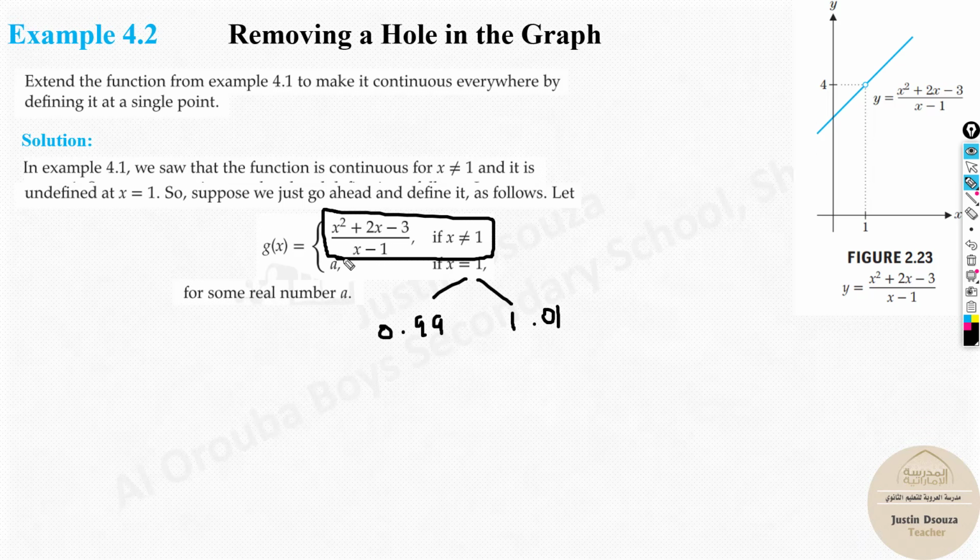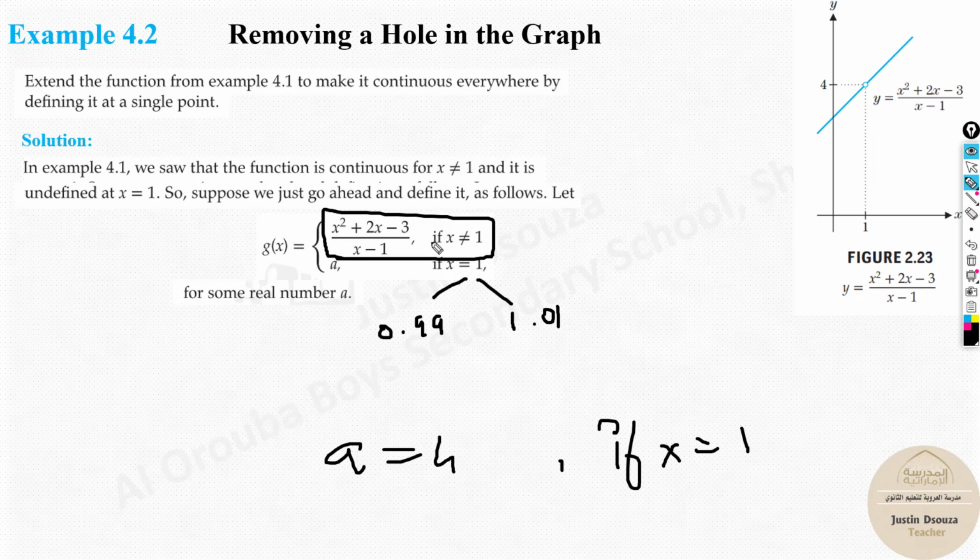We know already, we have solved it. g(x) is (x squared plus 2x minus 3) divided by (x minus 1) if x is not equal to 1. But what is this value a? A equals 4 if x is equal to 1.